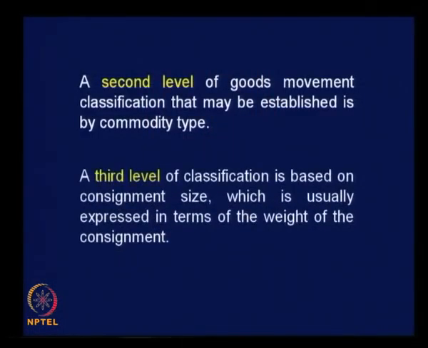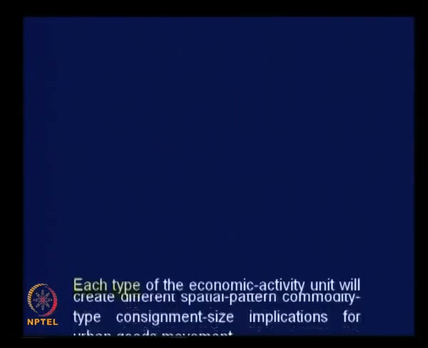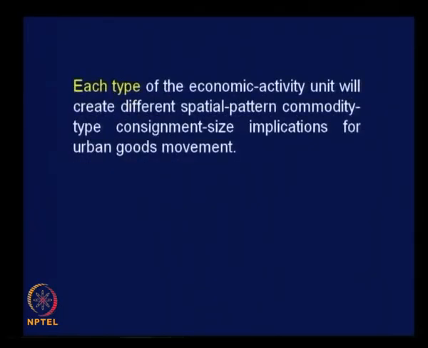And a third level of classification is based on consignment size, which is usually expressed in terms of weight of the consignment. Okay, these are all the possible classifications. And please note, each type of the economic activity unit will create different spatial pattern, commodity type, consignment size implications for urban goods movement. Okay. Spatial pattern is going to be different, commodity type is going to be different, and then the size of the commodity is also going to be different. That is how we see variety of goods transport vehicles on urban roads.